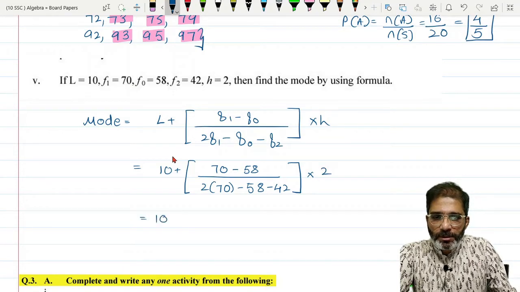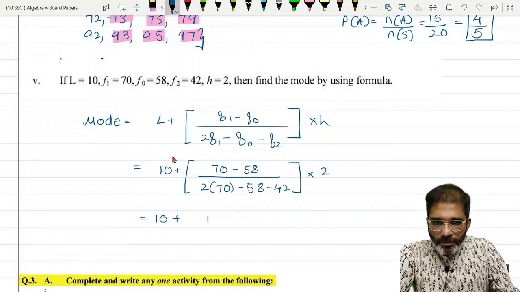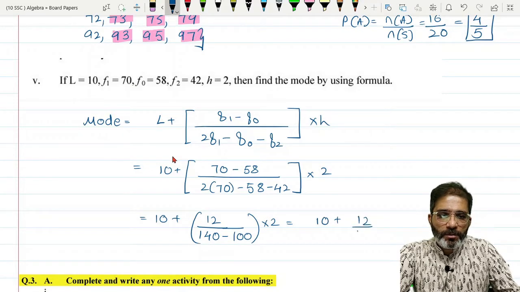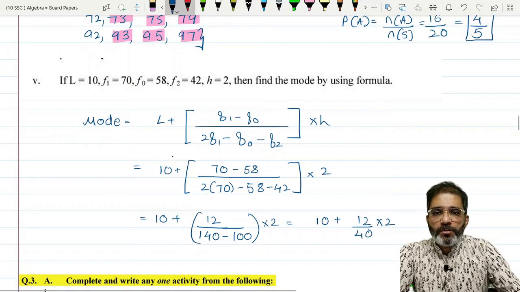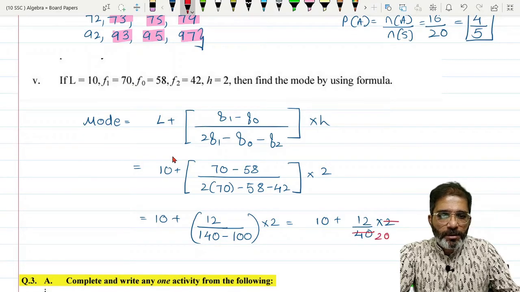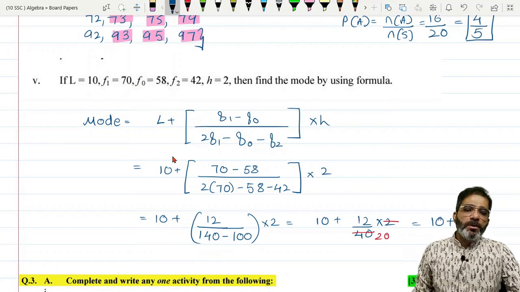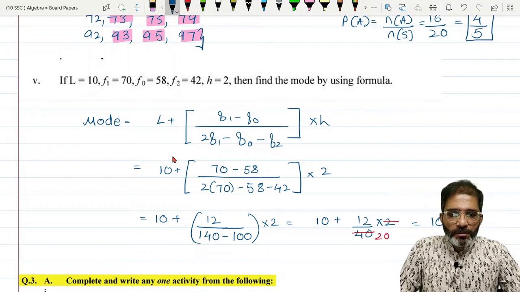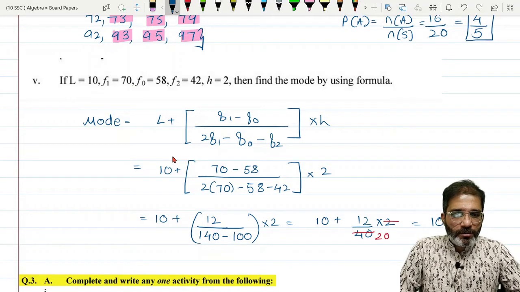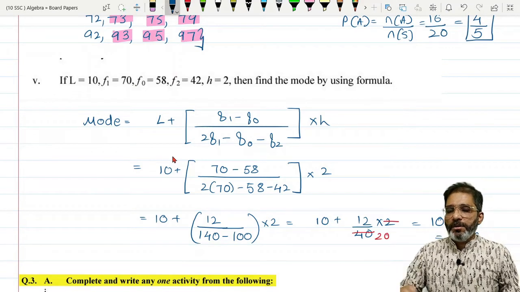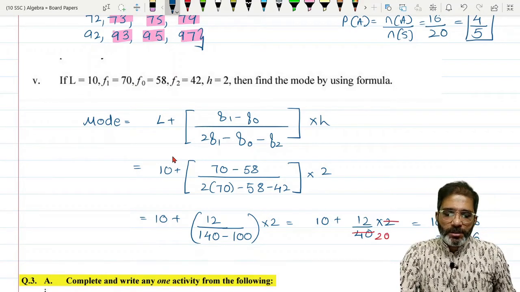Okay, so 10 plus, this is 12, 140 minus 100 into 2, that is 10 plus 12 upon 40 into 2. So we will reduce. Now that is 10 plus 12 divided by 2 is 6 upon 10, that is 0.6. So the final answer is 10.6. Okay, so with this we finished with question number 2.